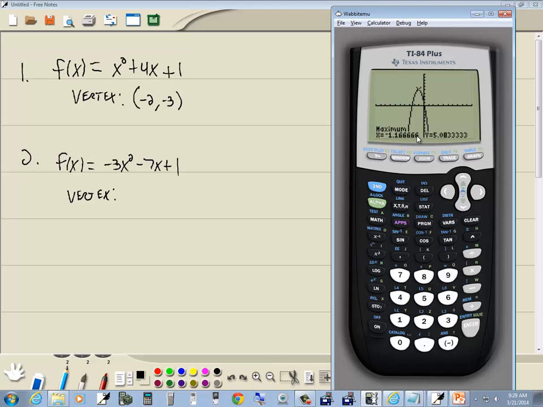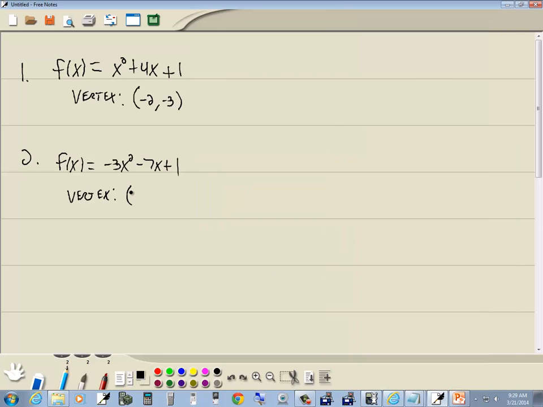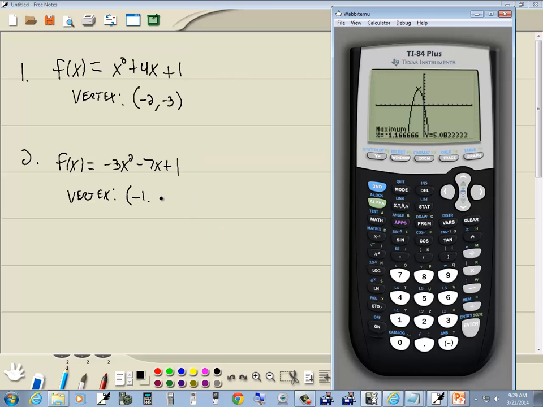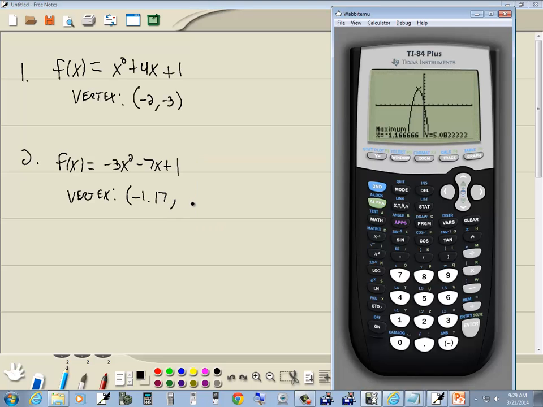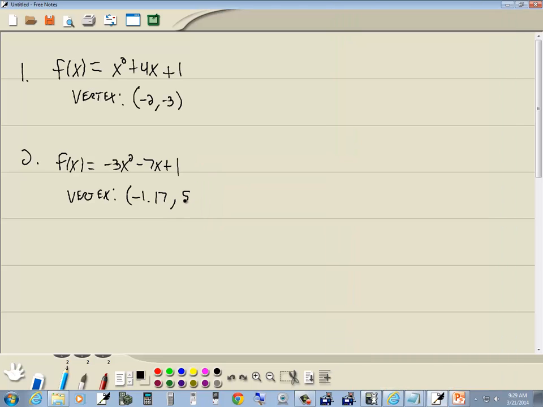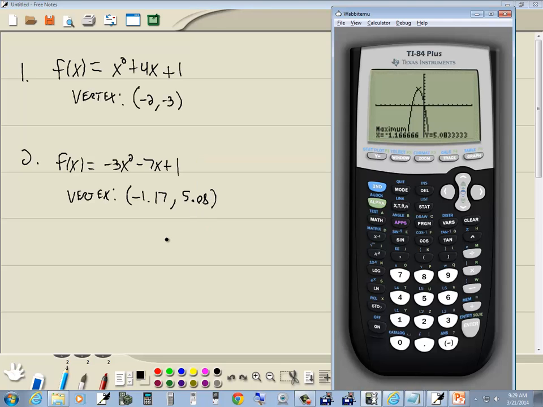Okay, now we get decimals. Well, we may have to live with decimals if we want to use the calculator to do this. In which case this would be negative 1.17 if I take it to 2 decimal places, and this one would be 5.08. Finding the vertex on the calculator works real well if you're happy with decimals. If you want exact values, sometimes it works, sometimes it doesn't.